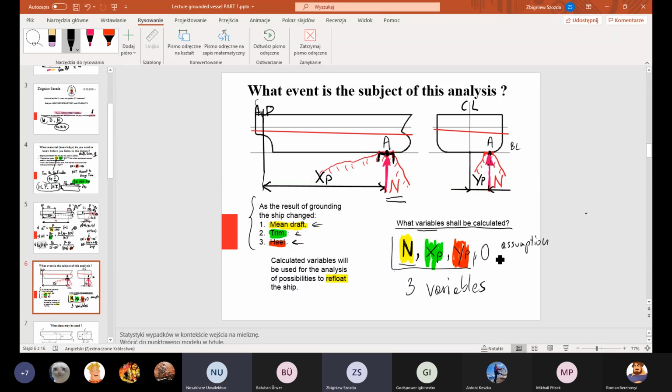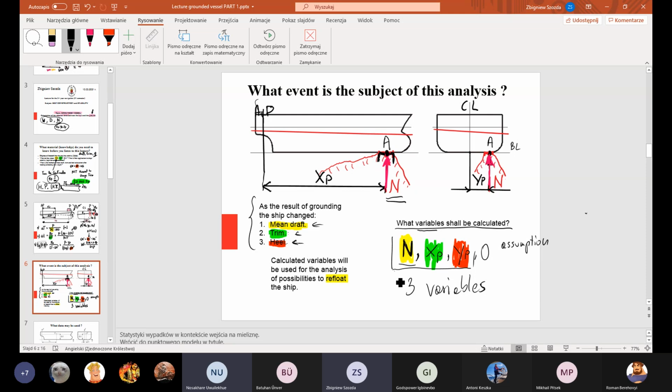Yes, I understand. I understand XP from the point of action to the aft perpendicular, then the YP to the center line. But okay, now this one is 0. The assumption is because it's from the baseline to the baseline, right? Yeah, that's right. Exactly. I assumed that the point of action lies on the baseline, so the distance between point of action and baseline is equal to 0.